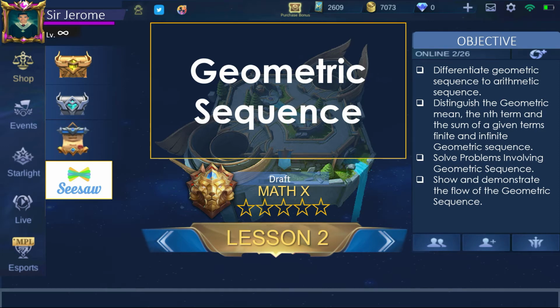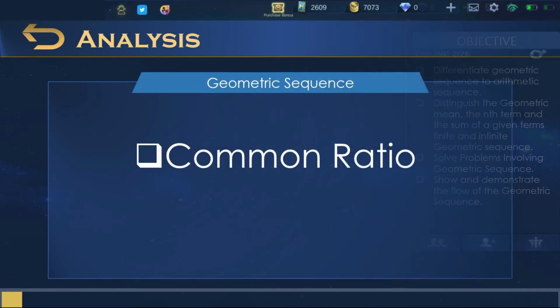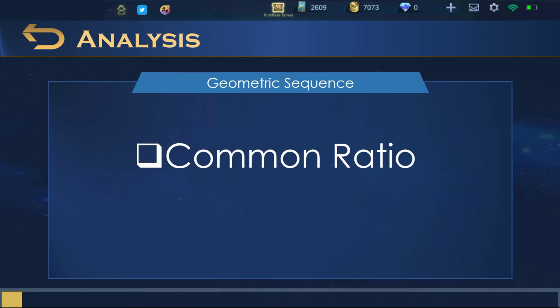At the same time, we're going to solve problems involving geometric sequence and show and demonstrate the flow of geometric sequence. Let's get started. To start with, we know that in terms of having a geometric sequence, one of the criteria is that there should be what we call a common ratio.